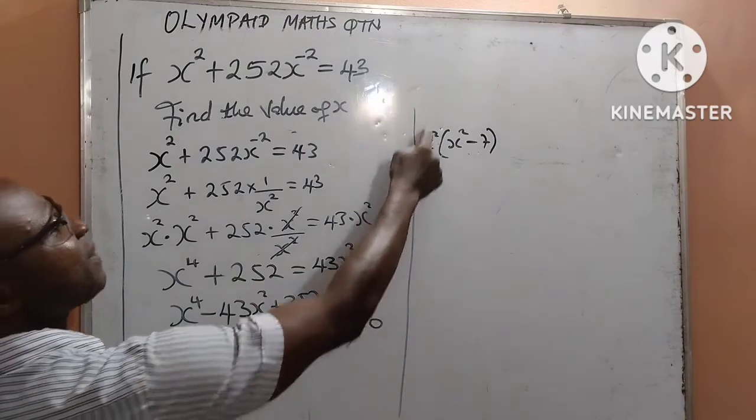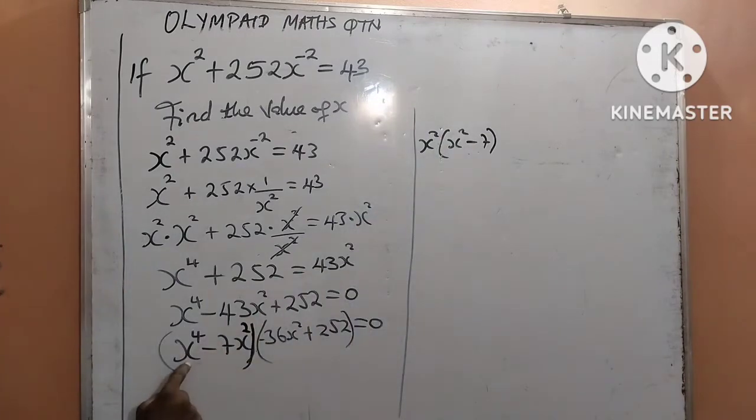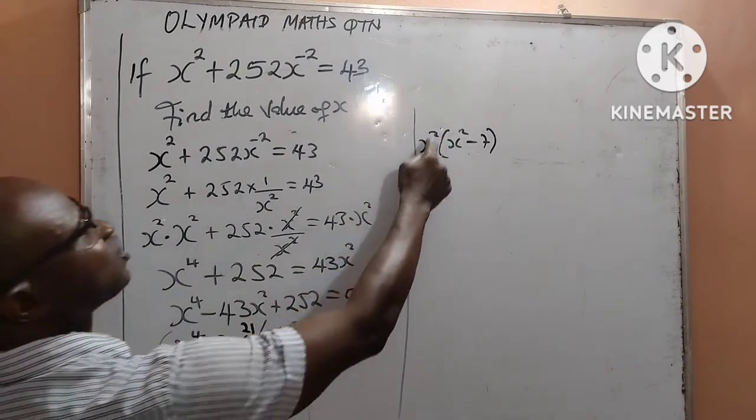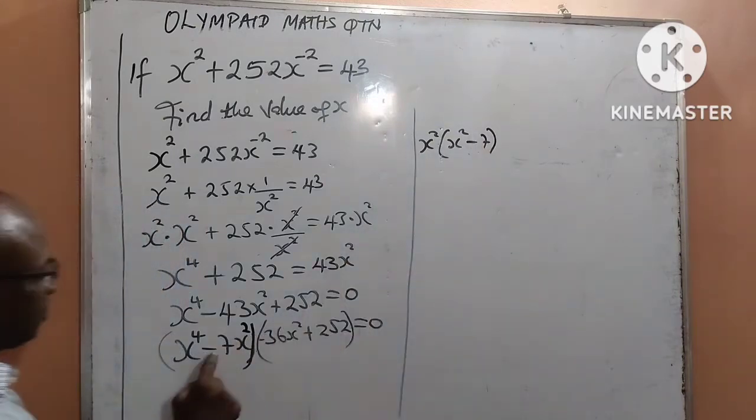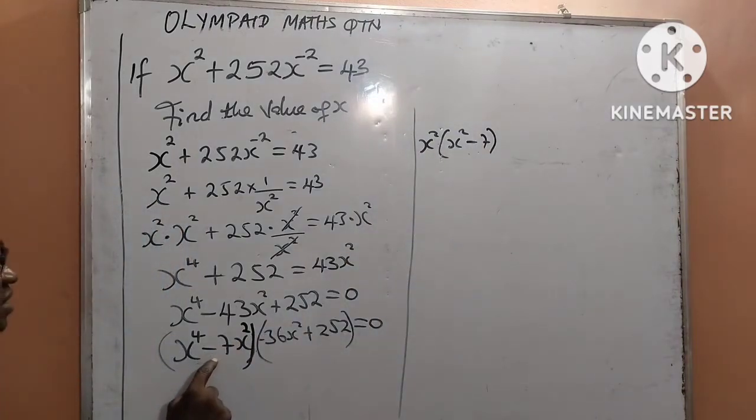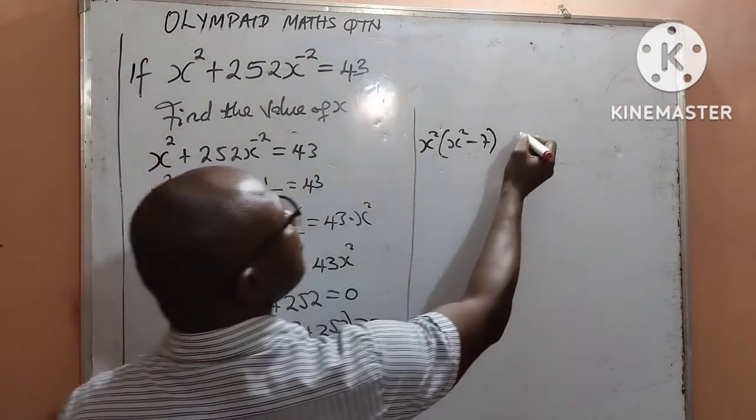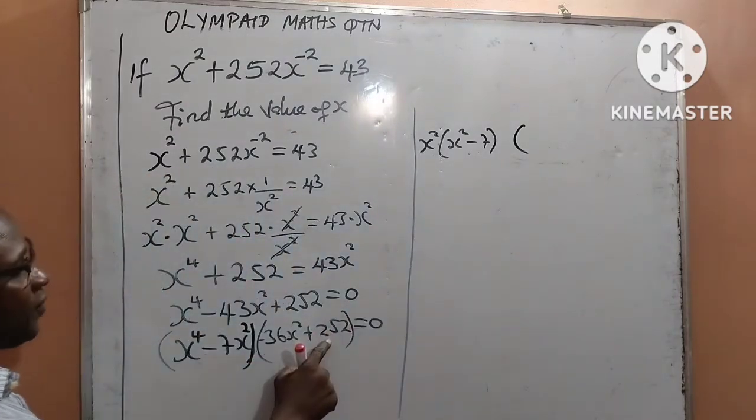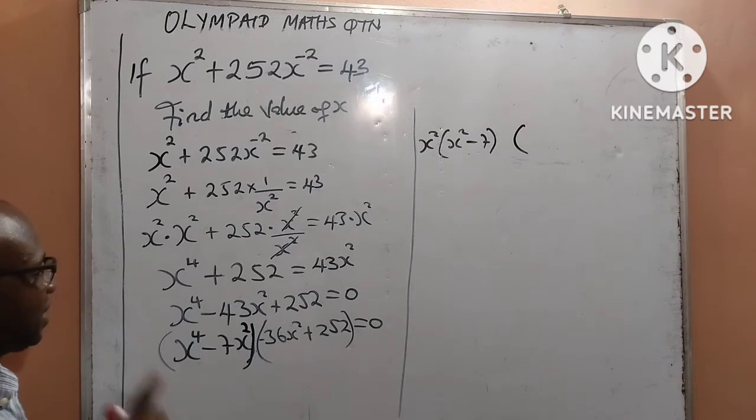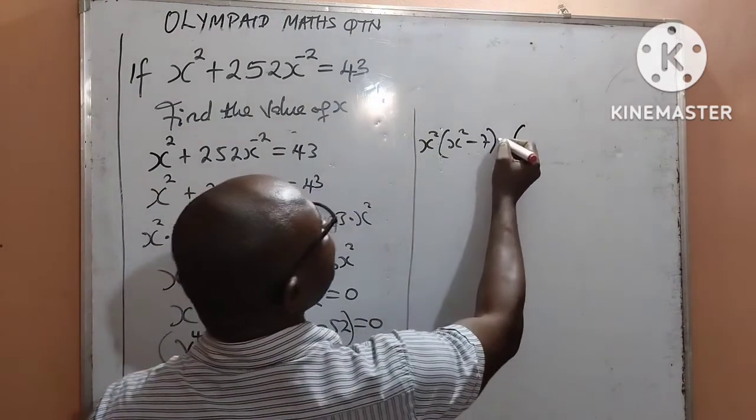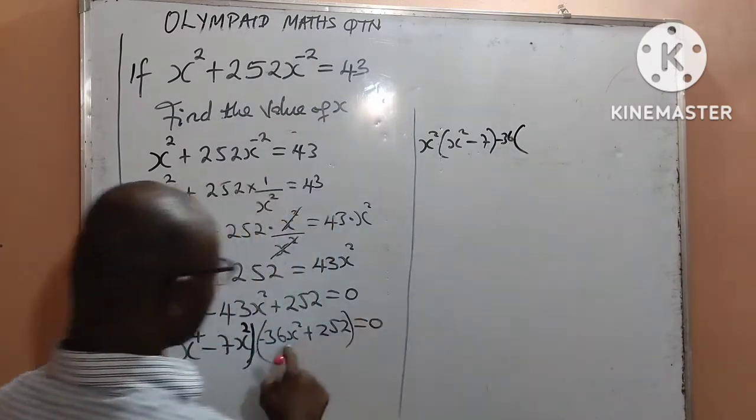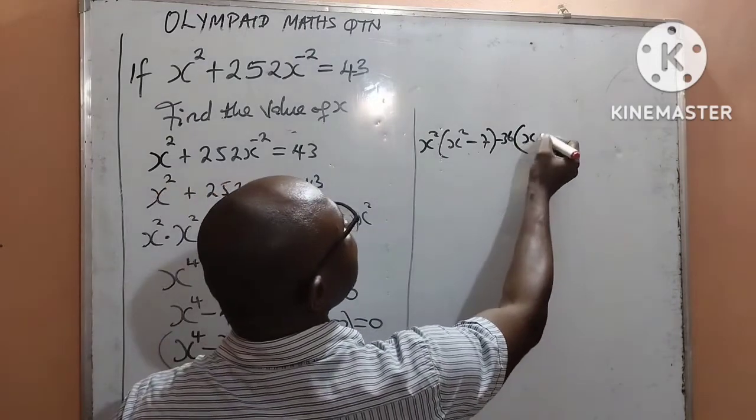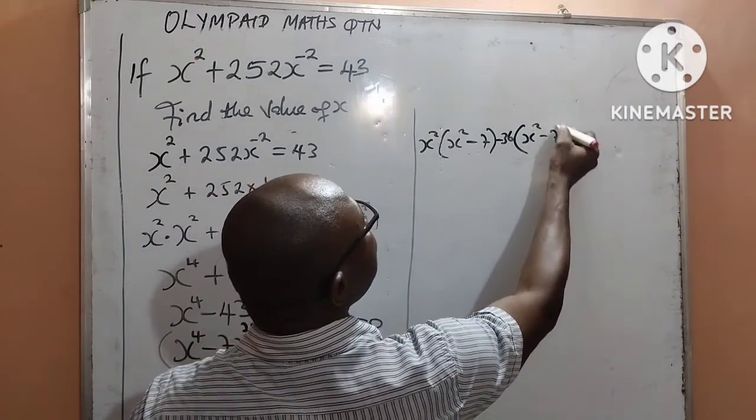Because x to the power 2 times x to the power 2 shall give me x to the power 4. And x to the power 2 times just negative 7 shall give me negative 7x to the power 2. Then, in the second bracket, what is common for me is negative 36. So I have negative 36, and inside the bracket I shall have x to the power 2 minus 7.